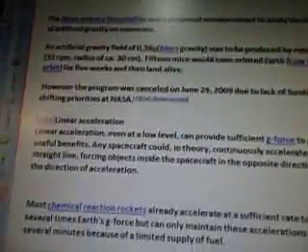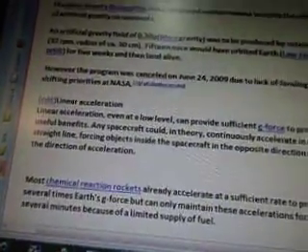However, the program was canceled on June 24, 2009 due to lack of funding and shifting priorities at NASA. A lot of these projects, they stop them and then they kind of redo them and add them in with something else and combine them so that the cost is combined with other things.